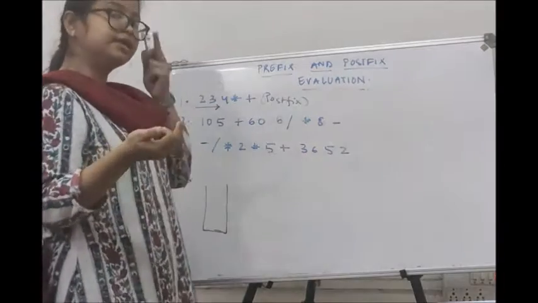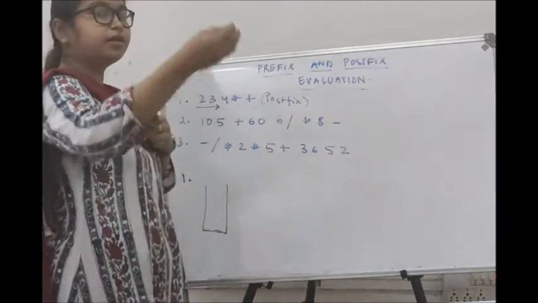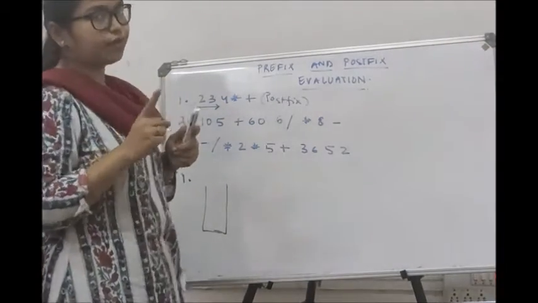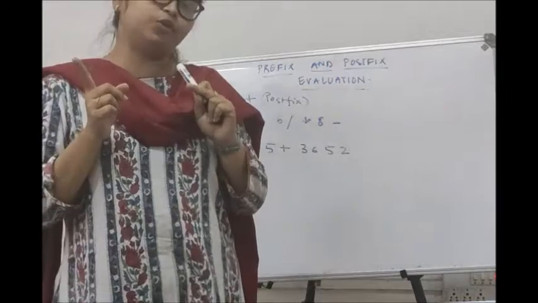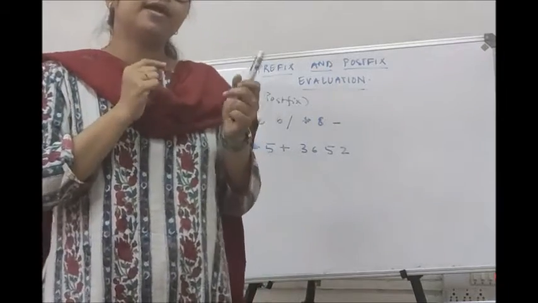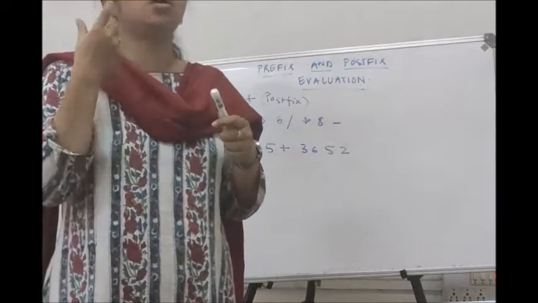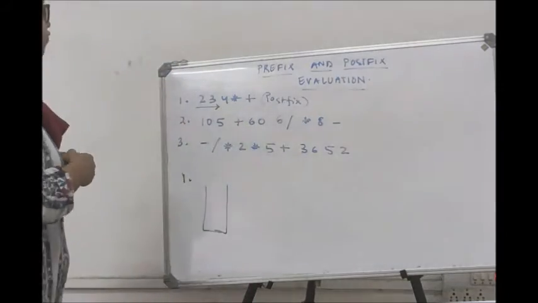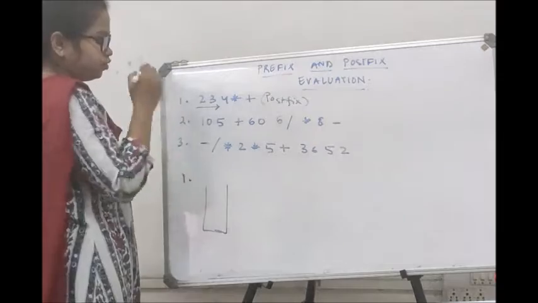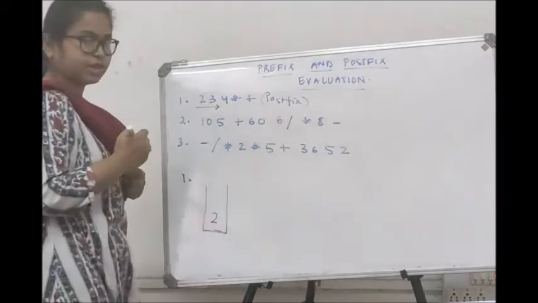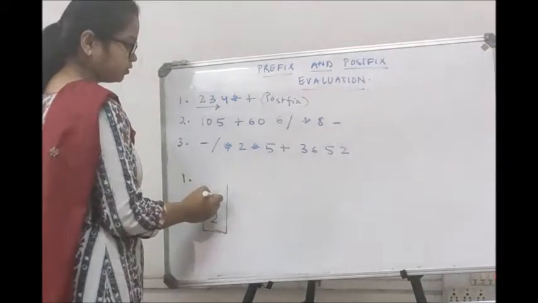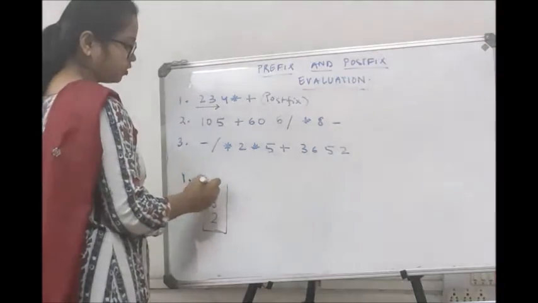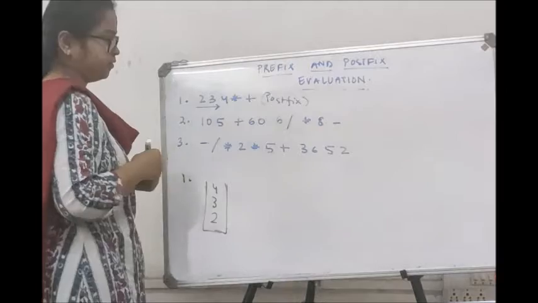First we will traverse and push the operands into the stack. We evaluate from left to right, and whenever we come across an operand, we push it into the stack. First we come across operand 2, so we push it into the stack. Then we come across 3, we push it. Then the next operand is 4, and we push it.